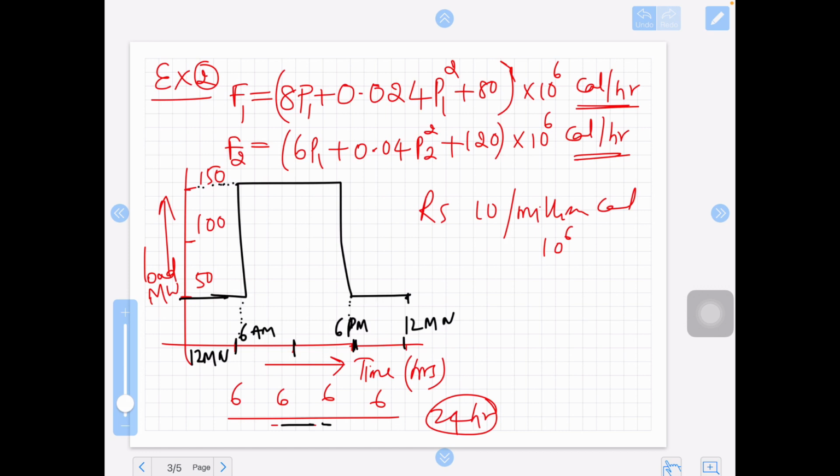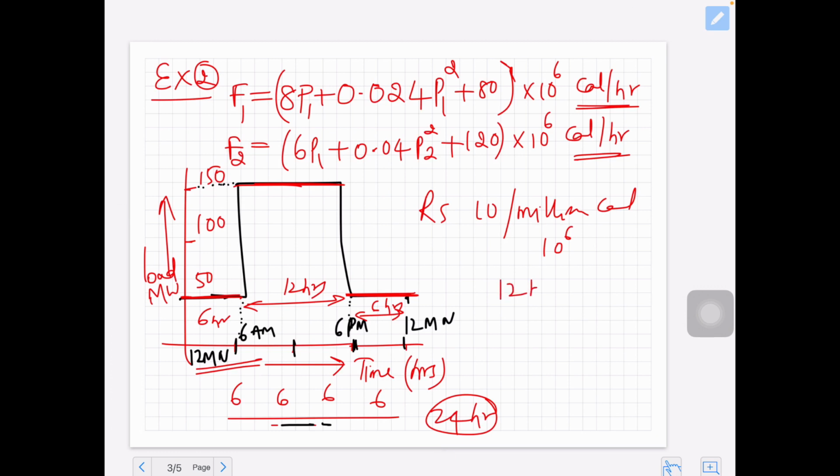See here, from 12 midnight to 6 am, the load is 150 megawatts. Again from 6 am to 6 pm, that is 12 hours, the load is 150 megawatts. And then the load comes down to 50 megawatts from 6 pm to 12 midnight, again a 6 hour slot. So for 24 hours, the load is distributed like this. We understand that in 12 hours, the load demand is 150 megawatts, and in the next 12 hours, the load is 50 megawatts.